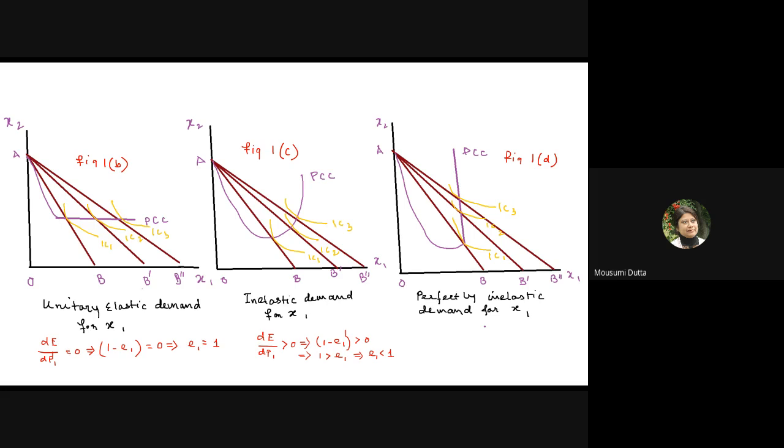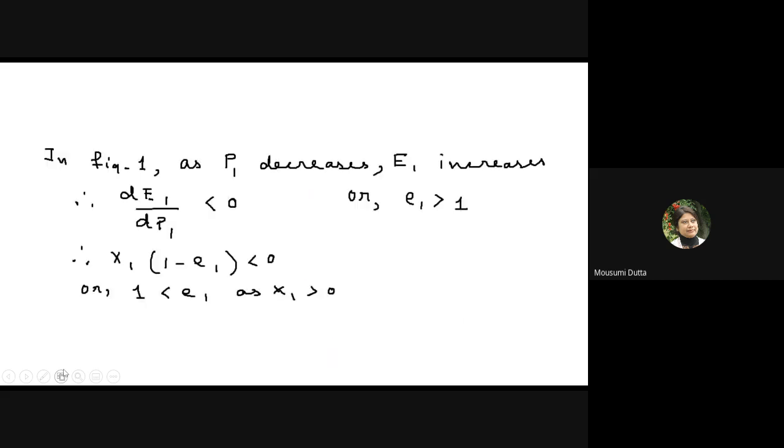In case of 1A, we did the negatively sloped PCC. In case of 1B, we are considering the PCC which is horizontal in nature. And we will consider the same idea, dE by dP1, change in expenditure, dE1. I used the notation E1.